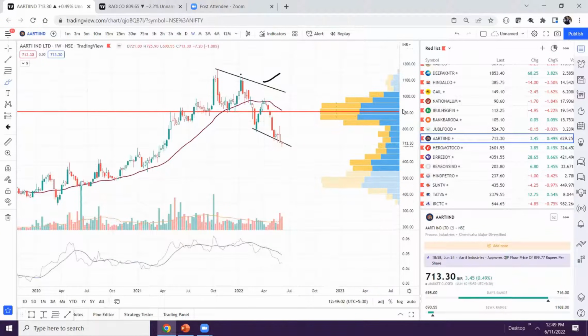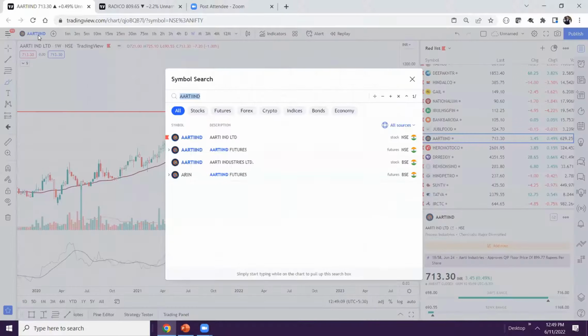RBL Bank. Which example? RBL Bank. HCL Tech.